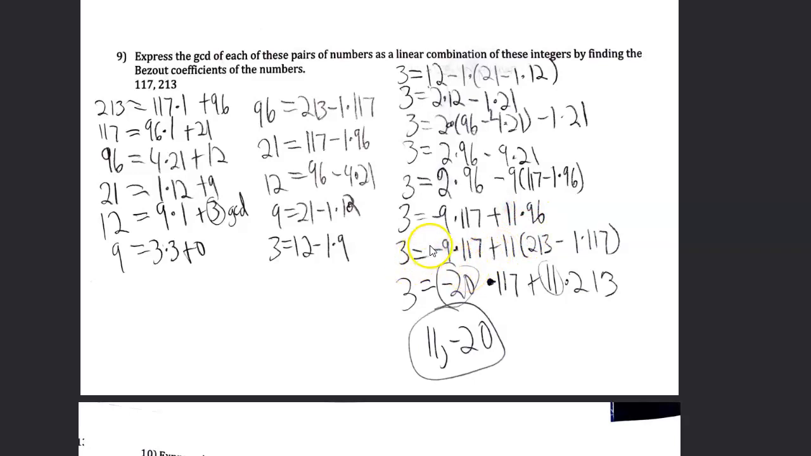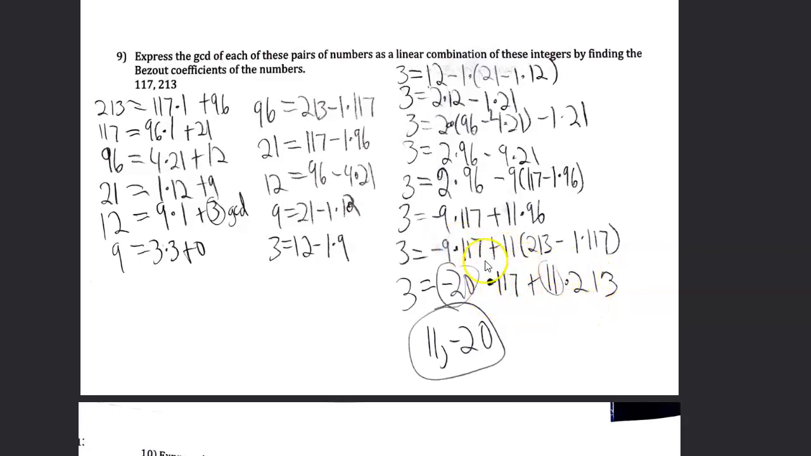And then finally, I'm going to bring one of my last equations up. So the 96 is equivalent to 213 minus 1 times 117, and that's going to go in place of this 96 here. I'll have negative 9 times 117 plus 11 times 213 minus 1 times 117. After factoring out and distributing that, I'm going to be left with my final equation, which will also contain my Bezout coefficients. So 3 equals negative 20 times 117 plus 11 times 213.